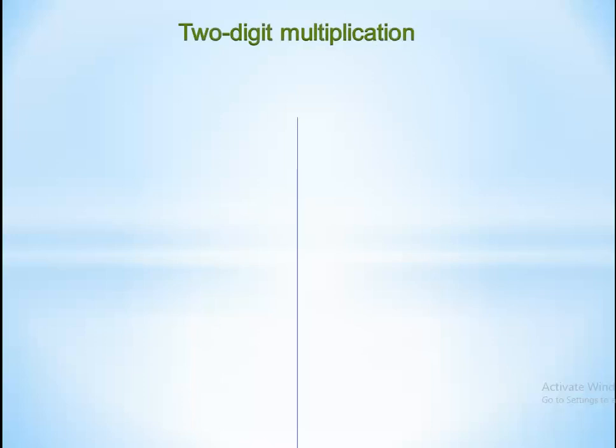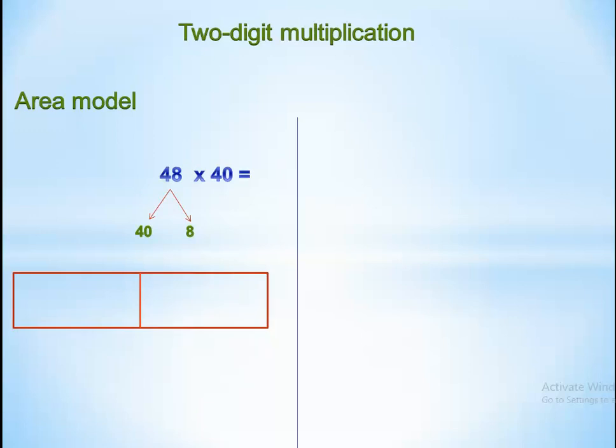Let's see how can we multiply two digit numbers. We have here the same strategies, but we are going to start with the area model strategy. If we have an area model like 48 times 40, if I want to multiply 48 times 40, let's decompose. We said that the area model must start with decomposing the number. It will be 40 and 8. Okay, and let's draw the rectangle.